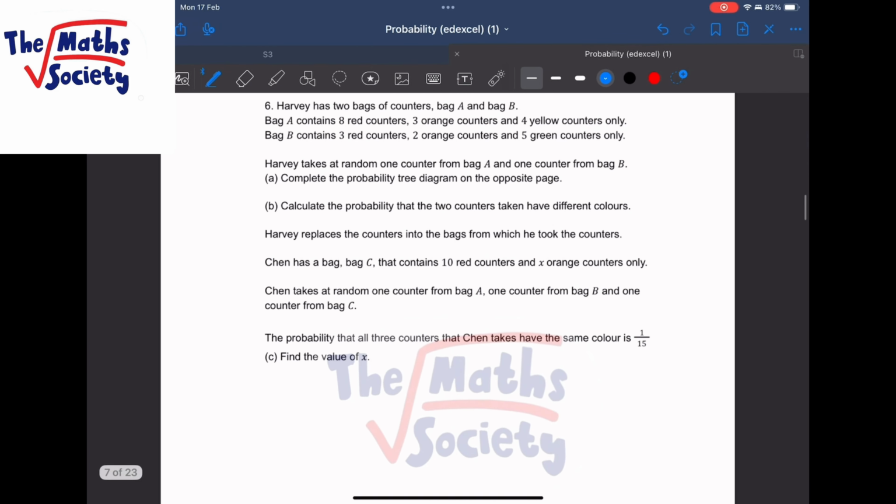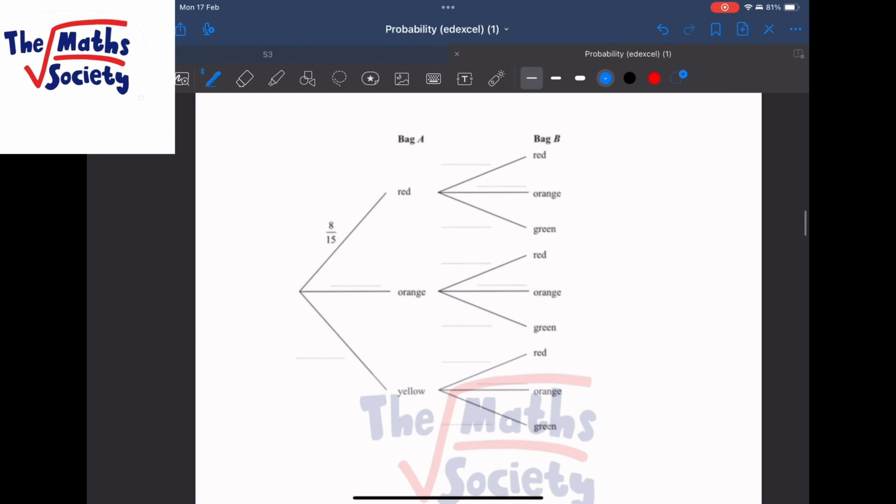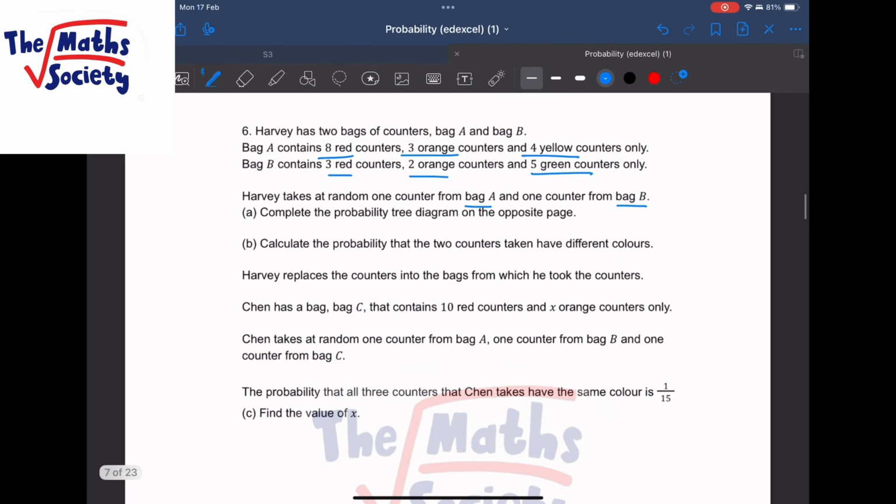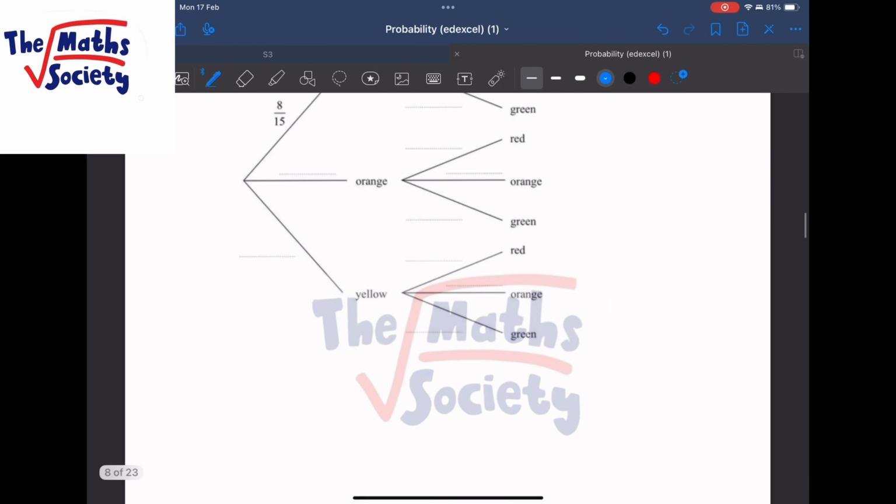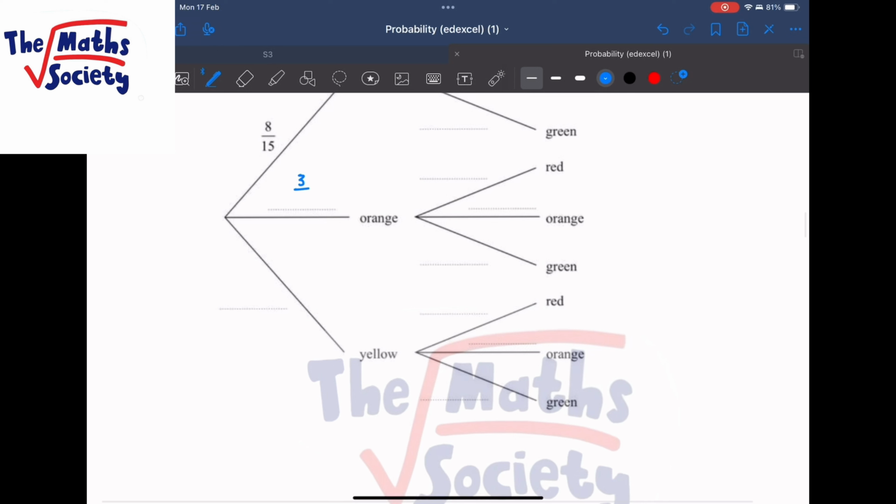And then, okay, 6. So 6, Harvey has 2 bags of counters, bag A and bag B. Bag A contains 8 red counters, 3 orange counters, and 4 yellow counters only. So 8 red, 3 orange, 4 yellow. Bag B contains 3 red, 2 orange, and 5 green. You take at random 1 counter from bag A and 1 counter from bag B. Complete the probability tree diagram on the opposite page. Okay, he takes 8 by 15 of red, so 3 orange and 4 yellow. 3 orange, 4 yellow.